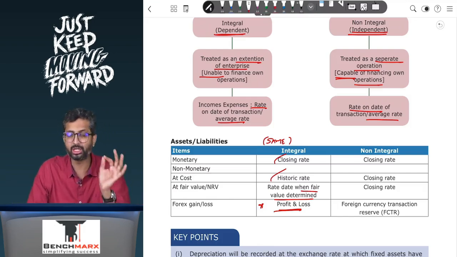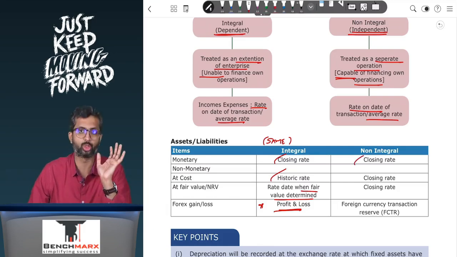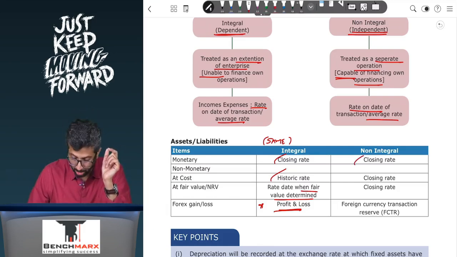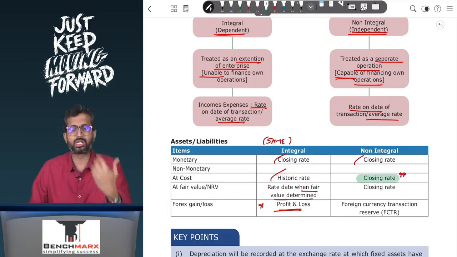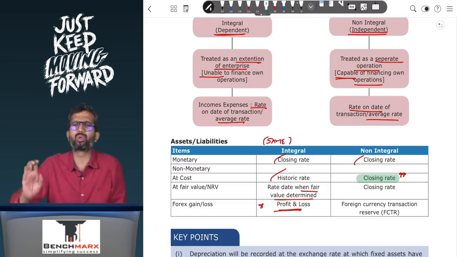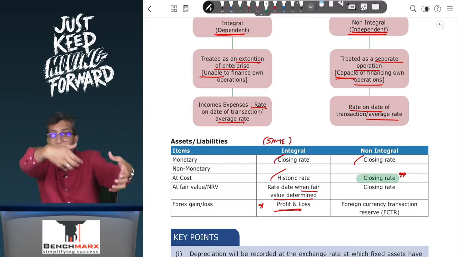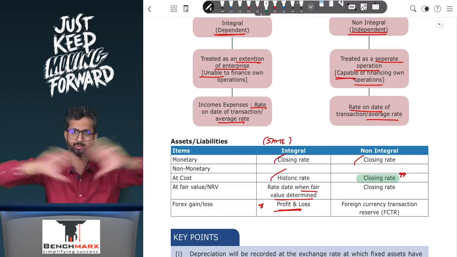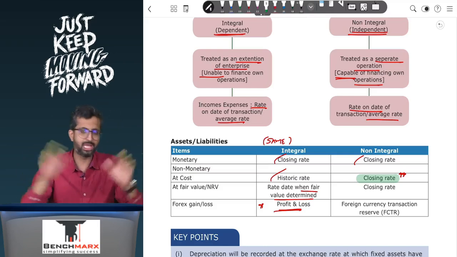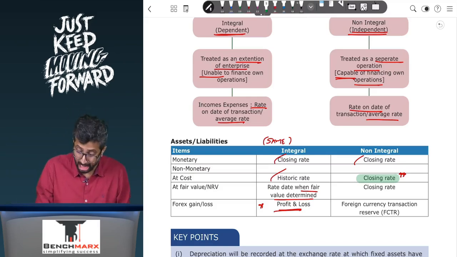However, when you look at a non-integral operation, monetary assets even here are going to be shown at the closing rate only. But even non-monetary items, this is where it differs, are going to be shown at the closing rate. Why? Because ultimately the gain or loss is not going to the P&L account, and hence the institute says let the non-monetary items also be at the closing rate, because ultimately the money will come from UK to India when I sell the entire JLR, that is the monetary as well as the non-monetary part. Hence I will convert both at the closing rate, and whatever is the gain or loss, I will take into the foreign currency translation reserve.